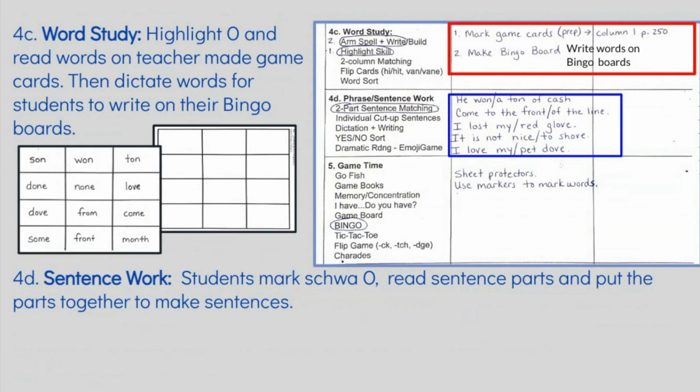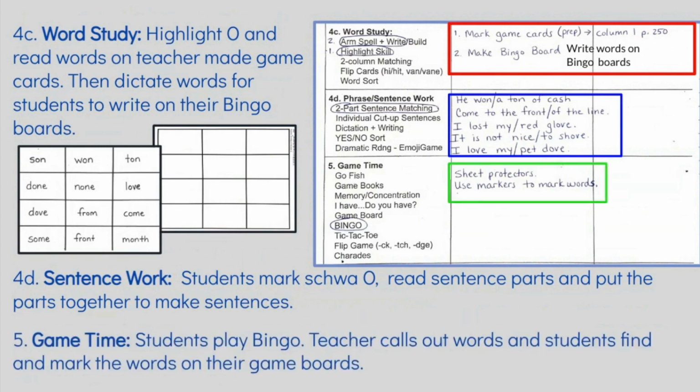To play bingo, you can use plastic sheet protectors, and students can use dry erase markers to mark their words. That way you can use the page over and over and play several times for repeated reading practice. Cut apart the game cards and use them to call out words. The teacher can call out the words and students find and mark the words on their game boards, or you can have students take turns being the caller.